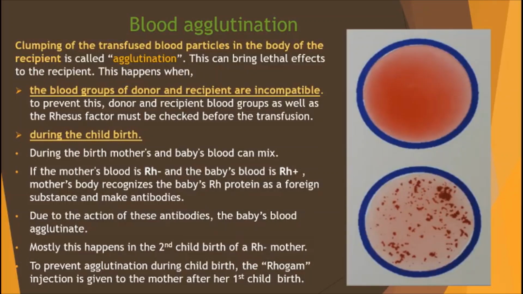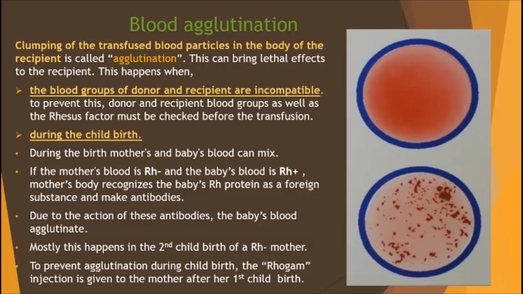The other event is during the childbirth of a child. Mother's blood and the baby's blood can mix. If the mother is Rh negative but the baby is Rh positive, the mother's body recognizes the baby's blood as a Rh positive foreign substance and makes antibodies. These antibodies act against the baby's blood, and the baby's blood can be agglutinated.